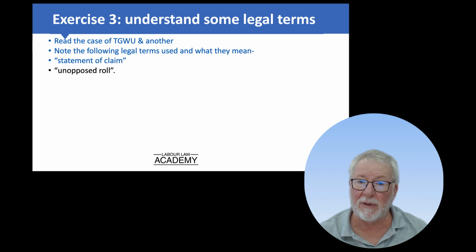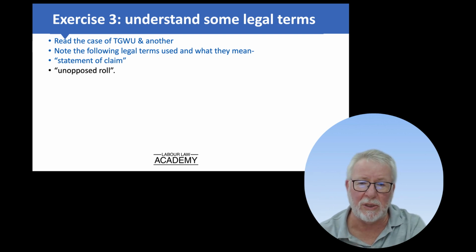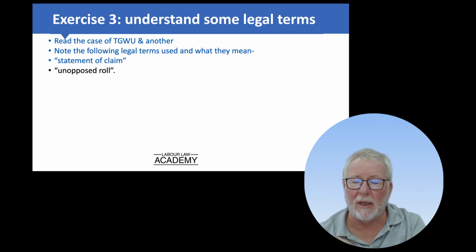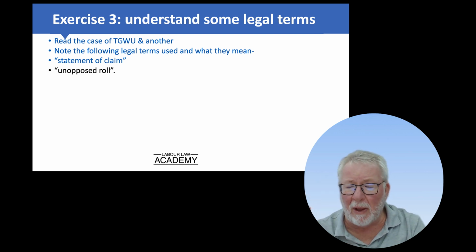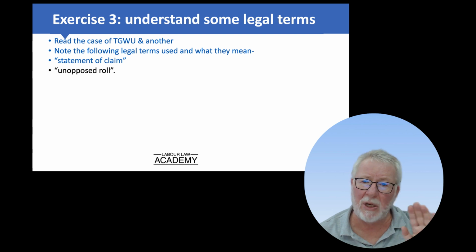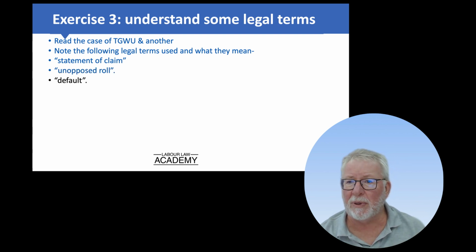And then obviously if it's opposed, then it's in the opposed role. The opposed role will mean that both parties are there. They're going to fight the case on a date to be advised, and they'll both be in court. And unopposed means only one party. The other thing about that is proceeded by default. The matter proceeded by default. Default means the case proceeded in the absence of the other party.